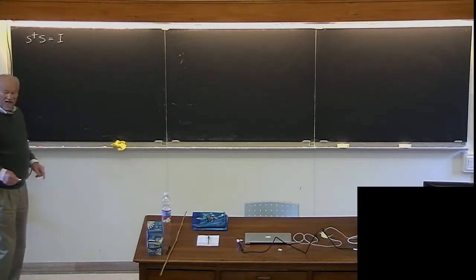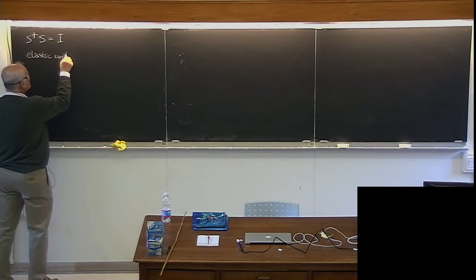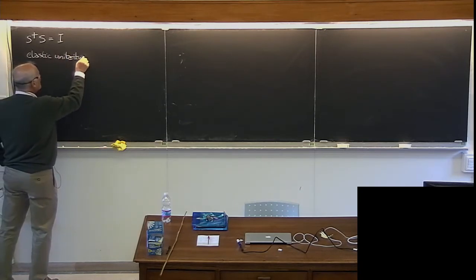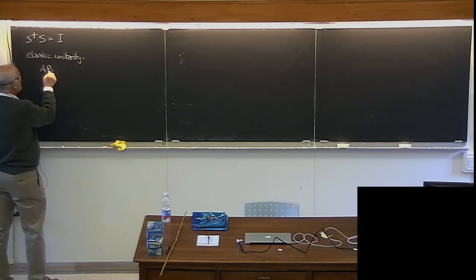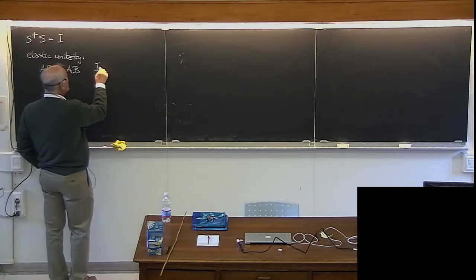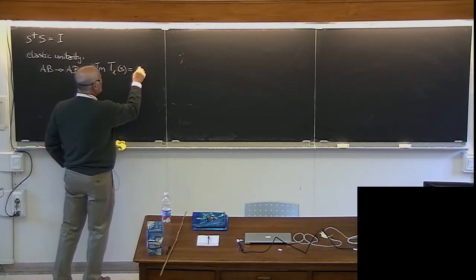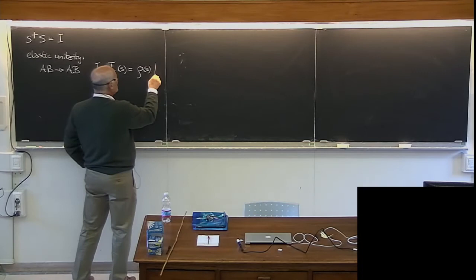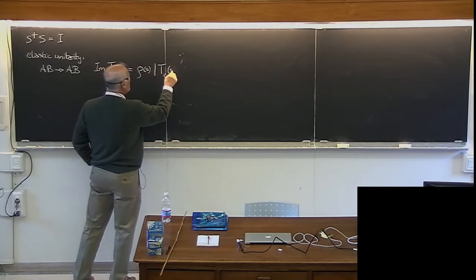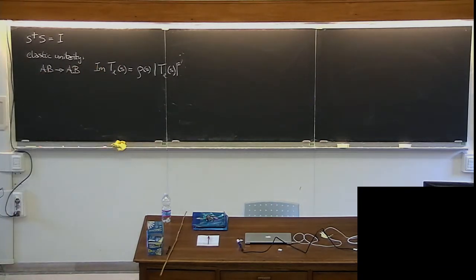And though it's a complicated relationship, and we'll come to something more complicated than this shortly, if we consider elastic unitarity, which means we consider some process AB goes to AB, then this tells us that the imaginary part of the partial wave amplitude as a function of the energy squared is equal to some factor which depends on energy times the modulus of that amplitude squared. And it does it, very importantly, for each partial wave amplitude.